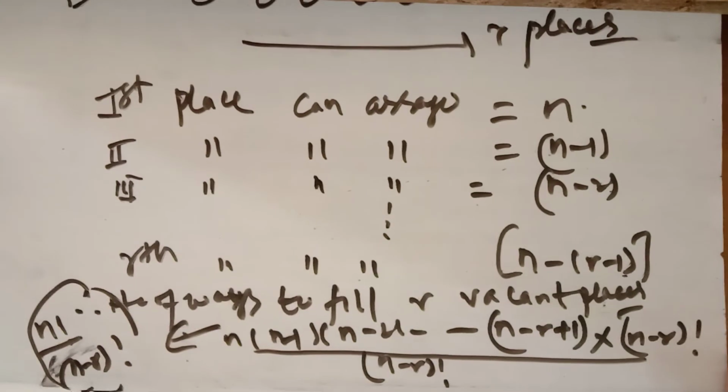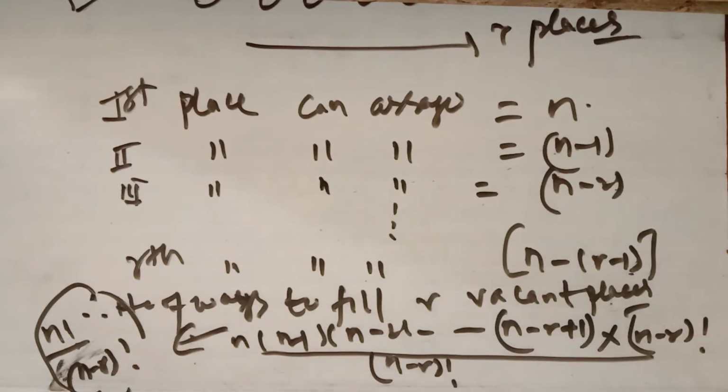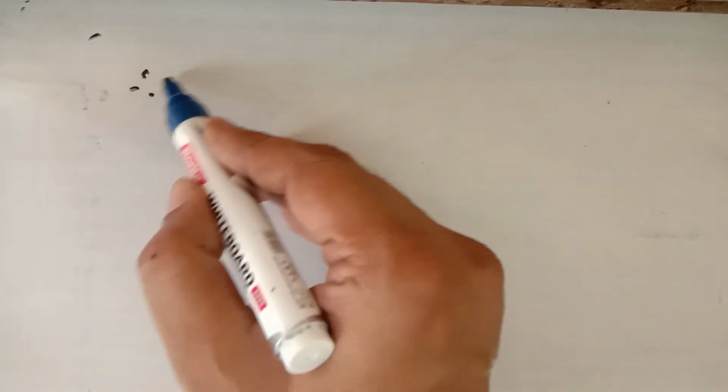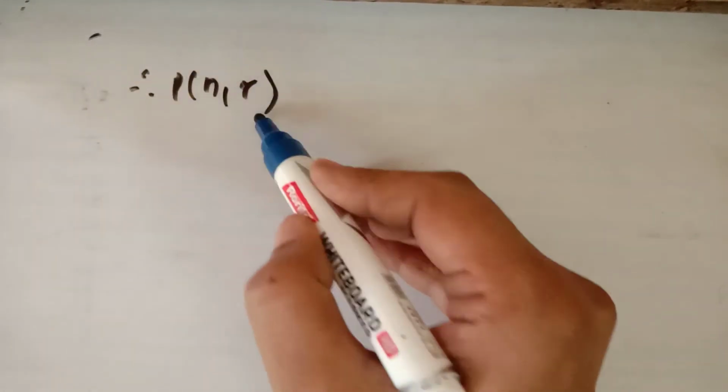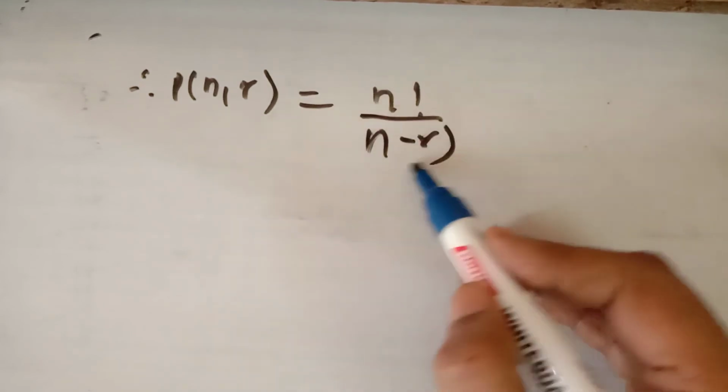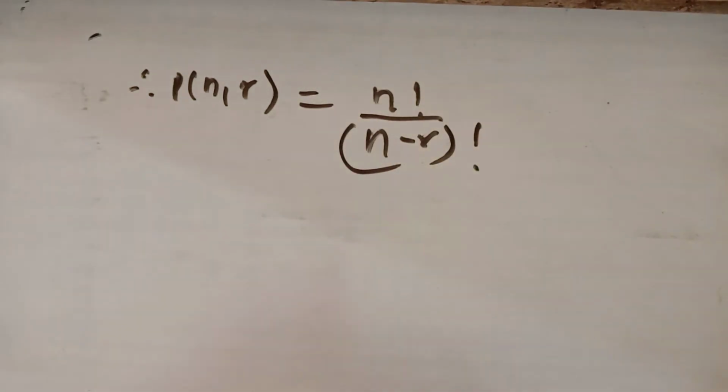So like this we can use the permutation when the arrangement without repetition is to be used. Therefore permutation of n objects and r places to be arranged is n factorial upon n minus r factorial. This is the formula for the permutation where the arrangement without repetition is allowed.